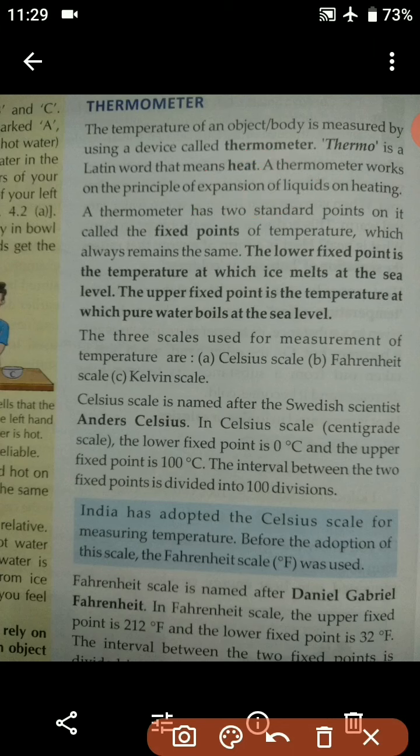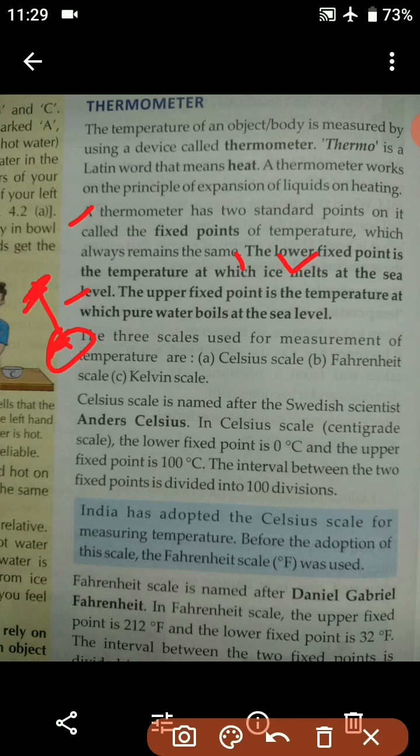Alright. A thermometer has two standard points on it called the fixed points of temperature, which always remain the same. For example, this is a thermometer. It will have two fixed points, this one and this one. The lower fixed point is the temperature at which ice melts at sea level, and the upper fixed point is the temperature at which pure water boils at sea level.